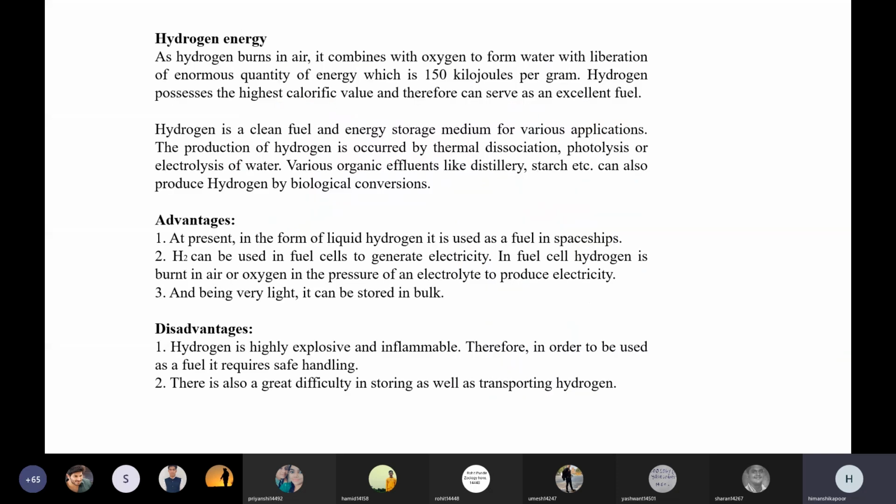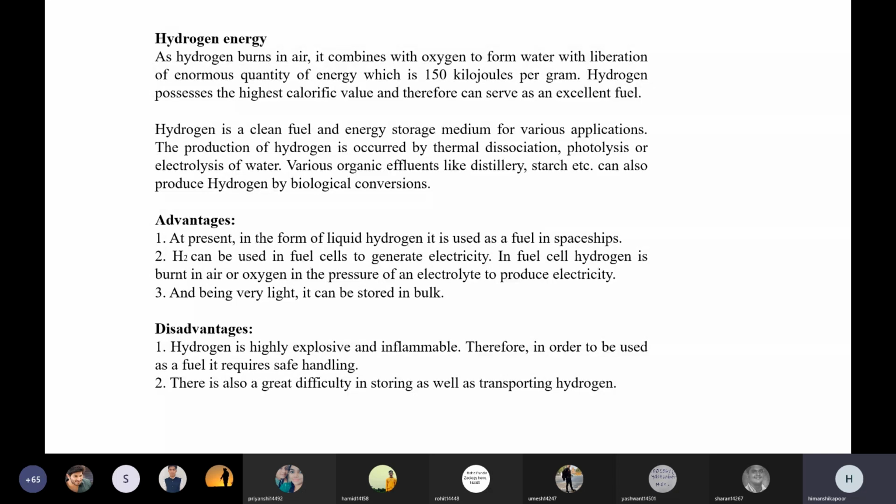Now coming to another form of renewable energy. It is hydrogen energy. It is just simply burning hydrogen in the air. If you are burning hydrogen, it will produce water as a byproduct. So the byproduct is also very clean, and the energy which is released is also very high. It is around 150 kilojoules per gram. So hydrogen produces a lot of energy when burned.